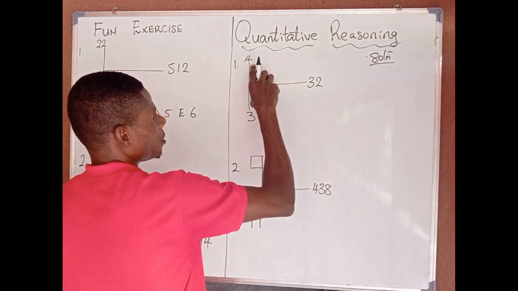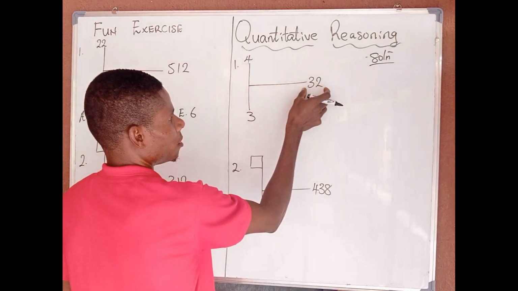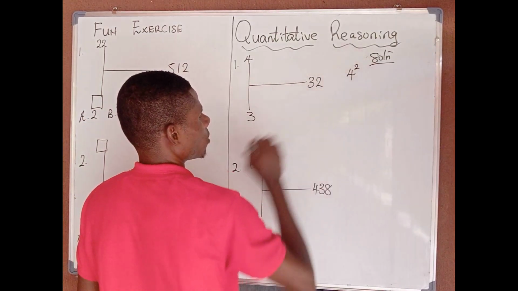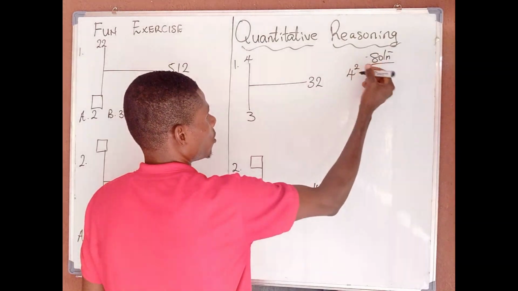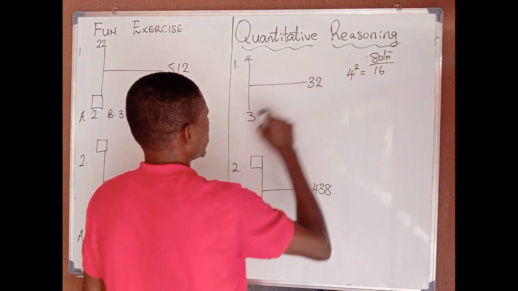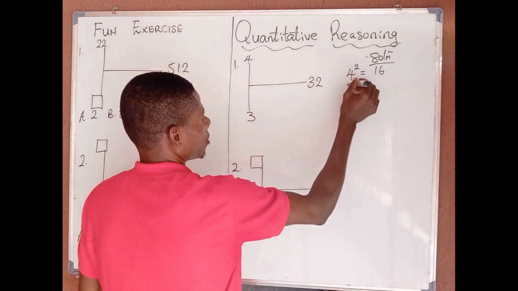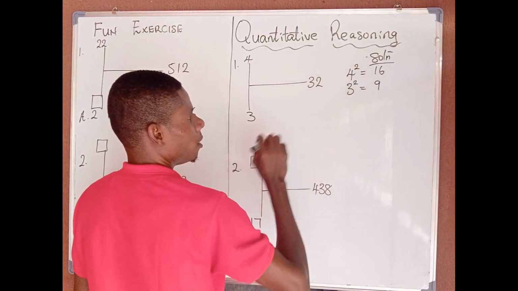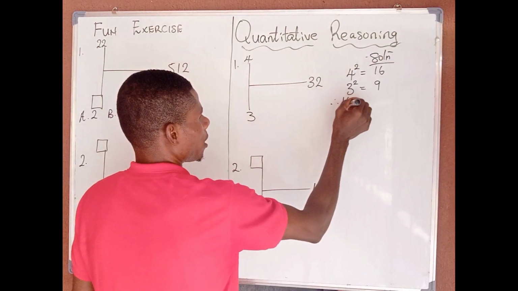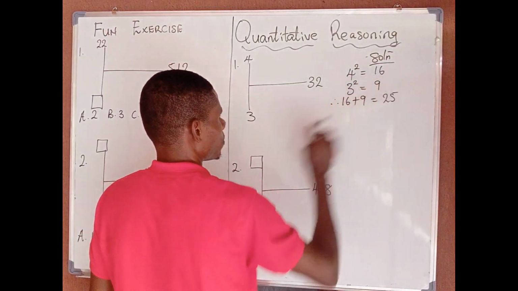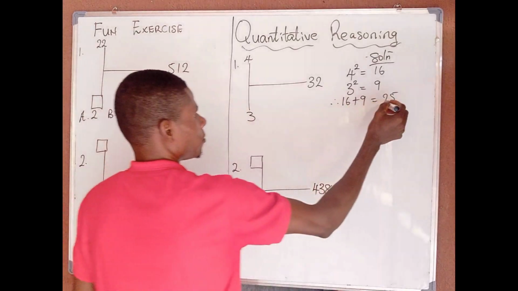So we need to work on this for us to arrive at this. So working on this, first of all, we have 4. So we have to square the 4. So squaring 4 means 4 times 4. And 4 times 4 is what? 16. We square this as well. 3 squared. This is 3 times 3 and it is 9. All right. Therefore, if I add the two, 16 plus 9, I will have what? 25.